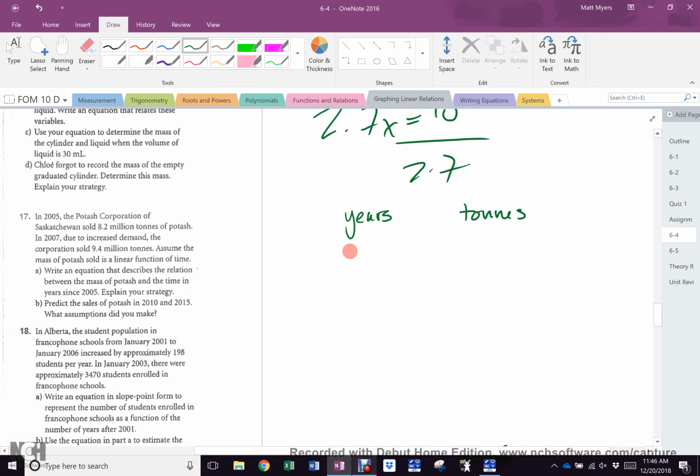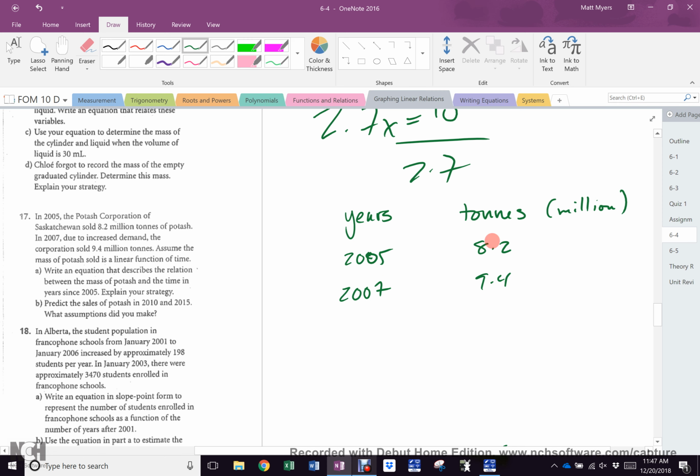What's the first piece of data that I have? 2005. What's the tonnage there? 8.2. I'm going to put this in millions, so I don't have to write all those zeros. Just 8.2. Everybody cool? What's the second piece of data I have? 2007. 9.4. Is that an x and an x? Is that a y and a y?